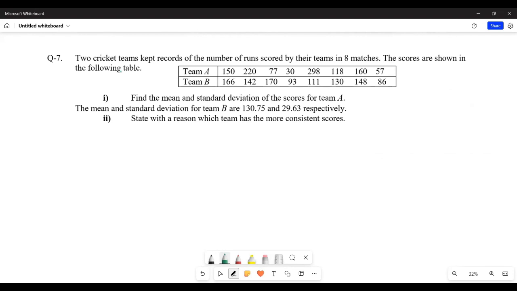So we have the score for team A in the 8 matches, 150, 220, and so on. So this is ungrouped data. And similarly, we have the score for team B in the 8 matches. Part 1 says find the mean and standard deviation of score for team A. So we're going to use the ungrouped data formula. For mean, it's summation x upon n. So n is 8, and for summation x, just add all the values.